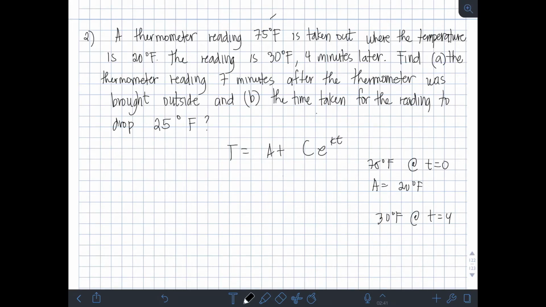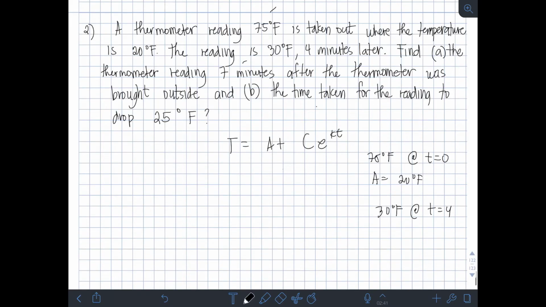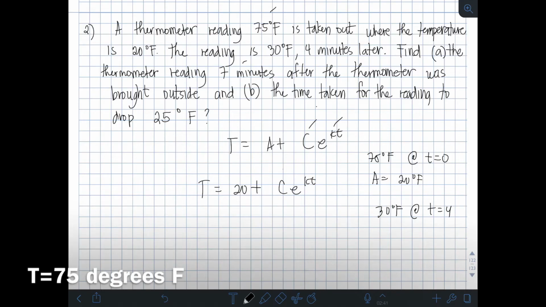So, hanapin daw natin yung thermometer reading after 7 minutes at hanapin natin yung time kung saan magiging 25 degrees Fahrenheit yung thermometer reading. So, sige, solve muna natin tong pinaka-equation. So, solve natin si C at K. So, T is equal to, yung A natin is 20 plus C e raised to KT. So, at T is equal to 0, C is 75 degrees Fahrenheit.